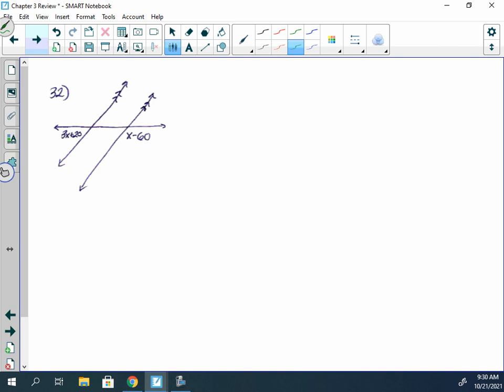So corresponding, alternate interior, alternate exterior are our only ways really for them to be congruent. So if they're not congruent, they have to be what? Add up to be 180. They have to be supplementary. So 3x plus 20 plus x minus 60 is equal to 180. Because if they're not corresponding angles, alternate interior or alternate exterior, they have to add together to be 180. This would technically be consecutive exterior angles. Consecutive interior is on the same side of the transversal in between the two lines. Consecutive exterior is the same side of the transversal, but both outside.